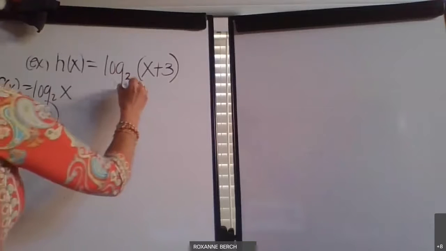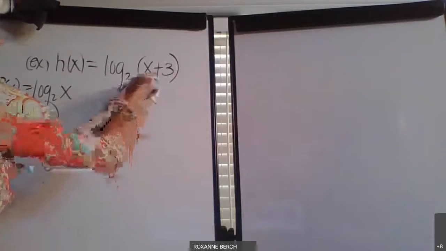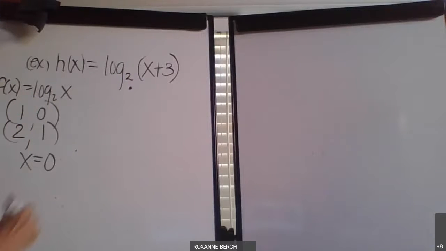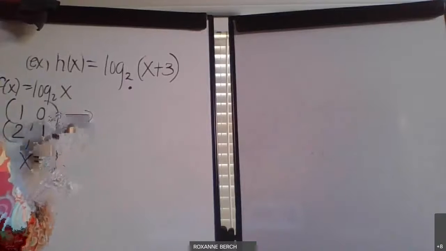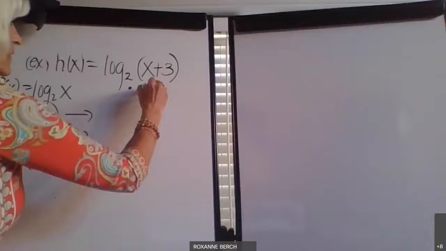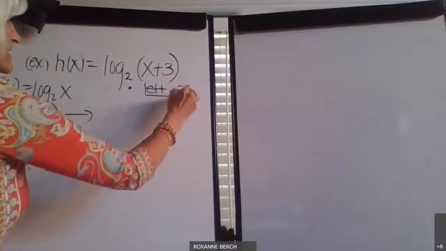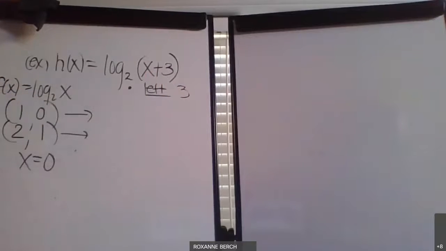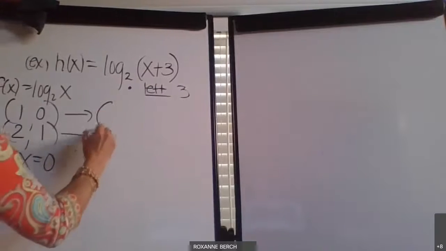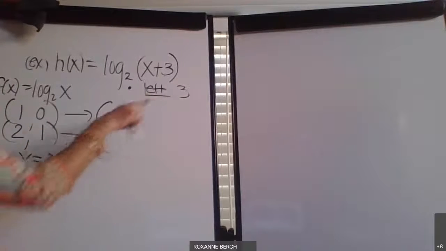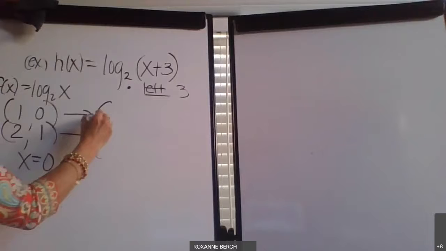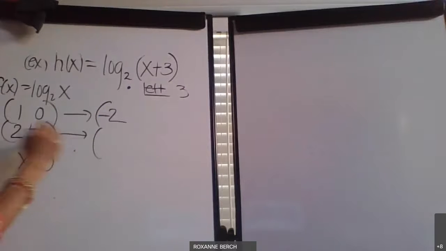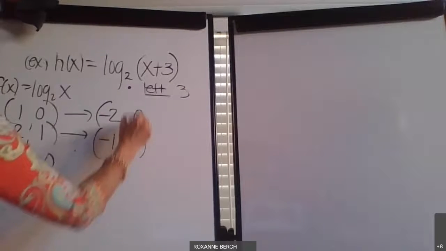So what's this? H, what's that say? Left 3, because this has to be written as x minus a negative 3, just like all the other functions, right? So left means x. So subtract 3: negative 2, subtract 3: negative 1, and the y stays the same.